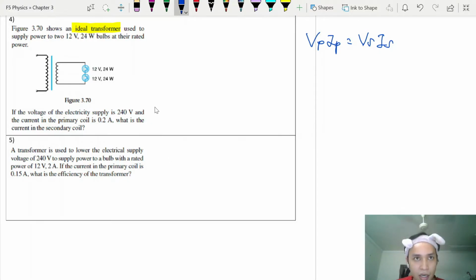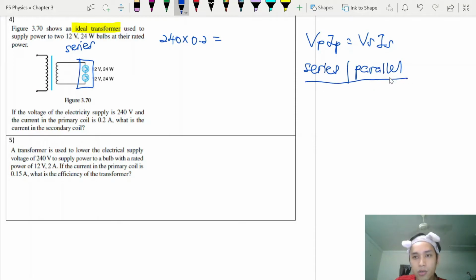Now in this case, we need to look at the circuit here. If I want to apply the formula VpIp, my primary voltage here is 240 because the supply is coming in, and the current here is 0.2. Then your secondary voltage, your output voltage, you need to be very careful here. You need to look at your circuit. This is series, for those of you who already forgot your series and parallel.